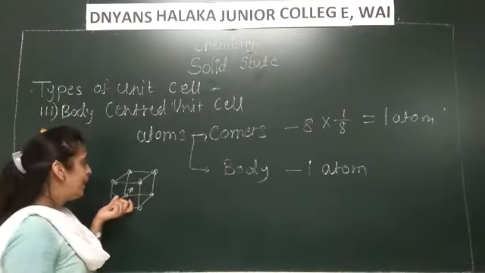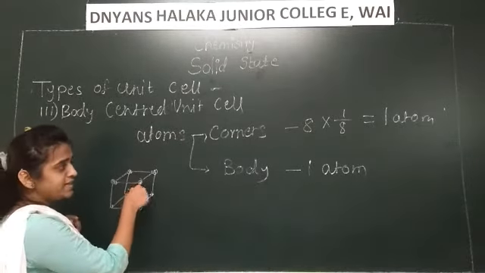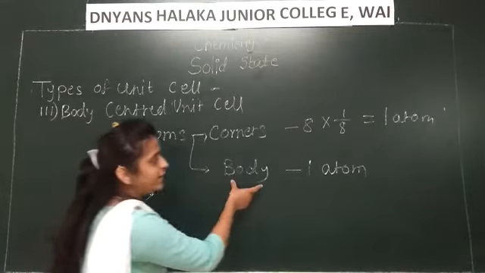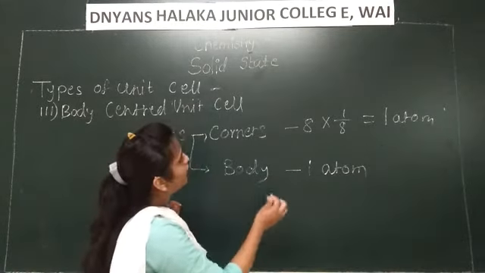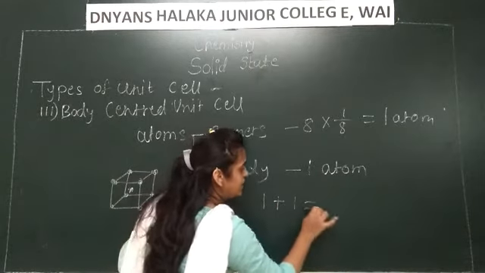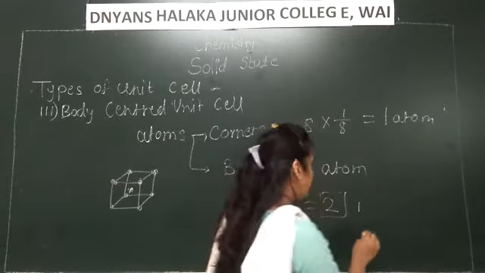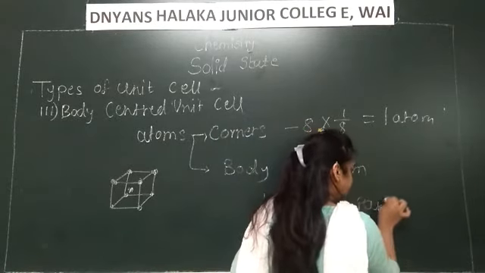This 1 atom or particle means ball. For example, in this cube, the ball is situated at the center. Center means body, so body is 1 atom. So total number of atoms in body center unit cell: 1 plus 1 is equal to 2. So 2 particles are present in body center unit cell.